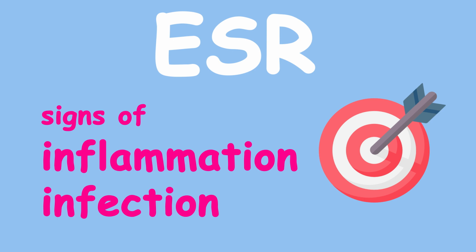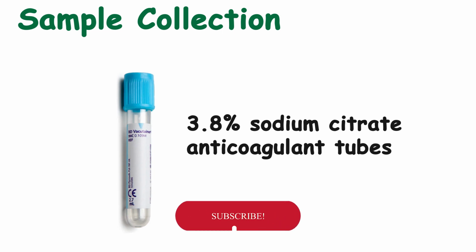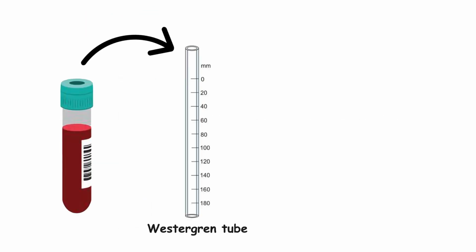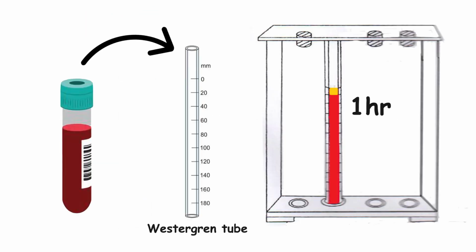The ESR test is not specific for one disease, but is used in combination with other tests to determine the presence of increased inflammatory activity. For the ESR test, blood is typically collected in 3.8% sodium citrate anticoagulant tubes. Then this blood is transferred to a vertical tube known as a Westergren tube and allowed to stand for 1 hour, and the red blood cells will slowly fall to the bottom due to the influence of gravity.